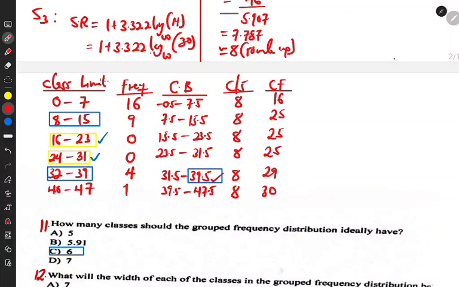For you to know that your cumulative frequency is right, the last figure is supposed to give you the total frequency. And it's supposed to be correct. So the total frequency here, summation F, is supposed to be equal to 30. And that means our frequency was right. So let's take note of that. So here and there are equal.